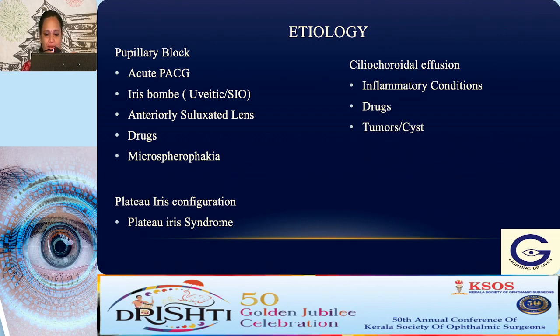Ciliocoroidal effusion happens in inflammatory conditions like VKH or scleritis. Then drugs causing ciliocoroidal effusion, the most common is topiramate. Even Diamox can cause ciliocoroidal effusion. Then tumors or cyst, and then aqueous misdirection.